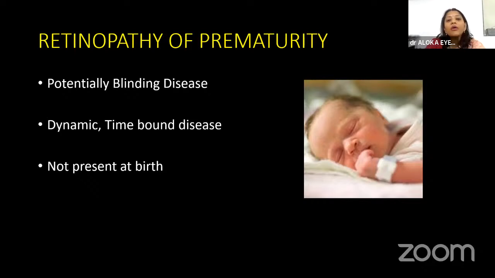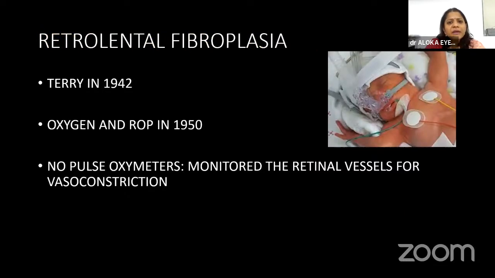And it is something which you cannot rule out on a newborn eye screening, which means that at birth, if you're doing an eye examination, you will not be able to detect it because it is never present at birth and develops later. Now, the term came very early, say 1940s and 50s, when they started having oxygenation for the babies. That is when they realized that many of these babies were becoming blind. And the term was actually retrolental fibroplasia, which means retro, behind, and behind the lens, development of fibrous retinal tissue was known as retrolental fibroplasia.